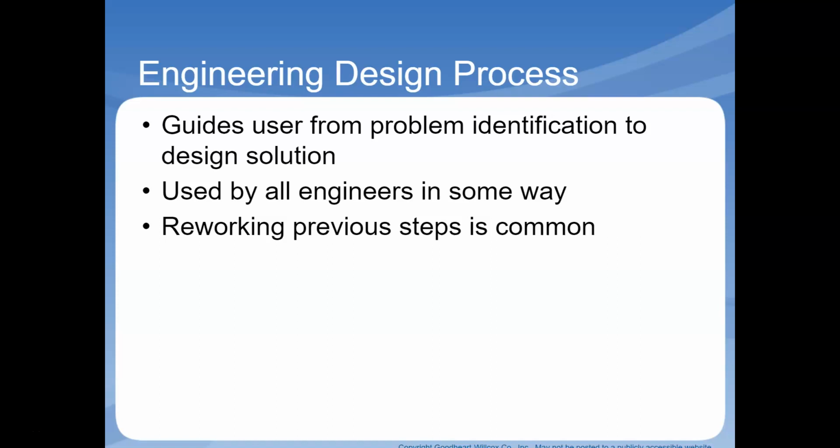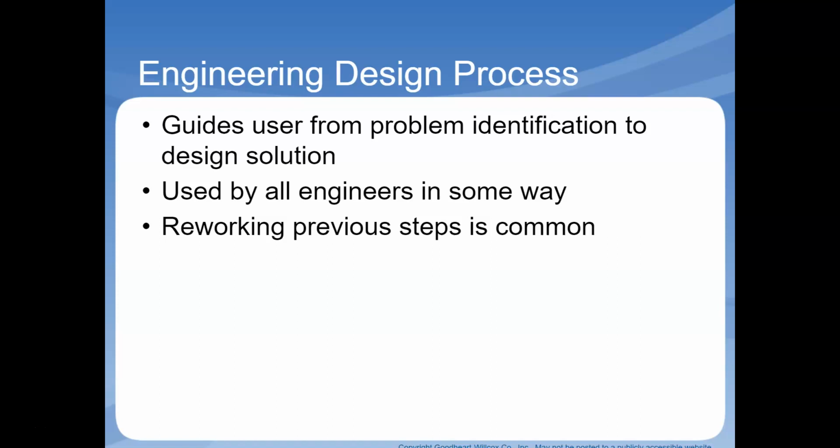So the engineering design process guides people from the identification of the problem all the way to designing the actual solution. It's used by every engineer. They might not go exactly step by step, but in all processes, you follow this process. And then reworking previous steps is common. So you might identify the problem and start working your way through it, and as you get closer to it, you might find out that, okay, we thought this was the problem, but the real problem is this.